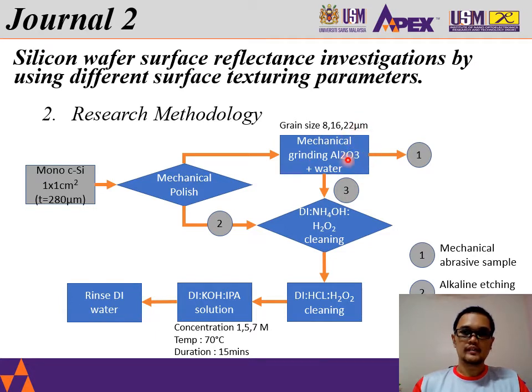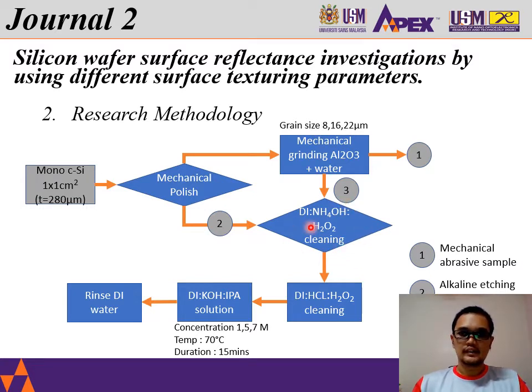And here again, it's split into two. The first is to get the relevant data with the mechanical grinding method only, and the second one continues with the chemical alkaline etching. So over here, number 2 is only chemical alkaline etching, and number 3 is the combination of mechanical grinding as well as chemical alkaline etching.